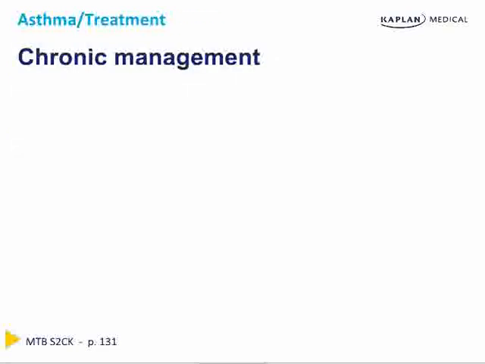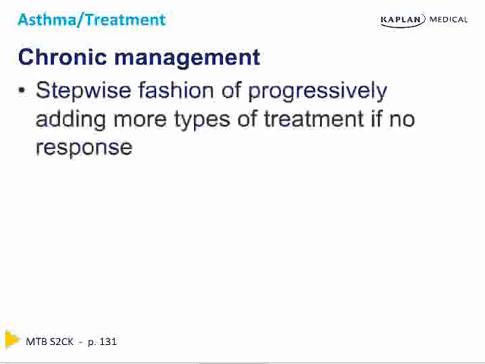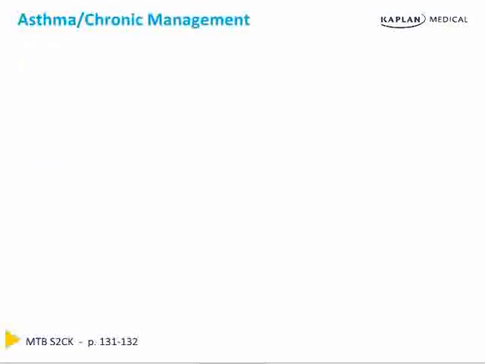In terms of chronic management for asthma, the best way for you to characterize this in your mind for both your practice and for Step 2 is to think about it in terms of a stepwise fashion of progressively adding more types of treatment if there's no response seen in the first level. The easiest way to think about the chronic management of asthma is to divide asthma into 4 different levels of severity. With each additional level of severity, there are a number of drugs that are recommended to be added on.